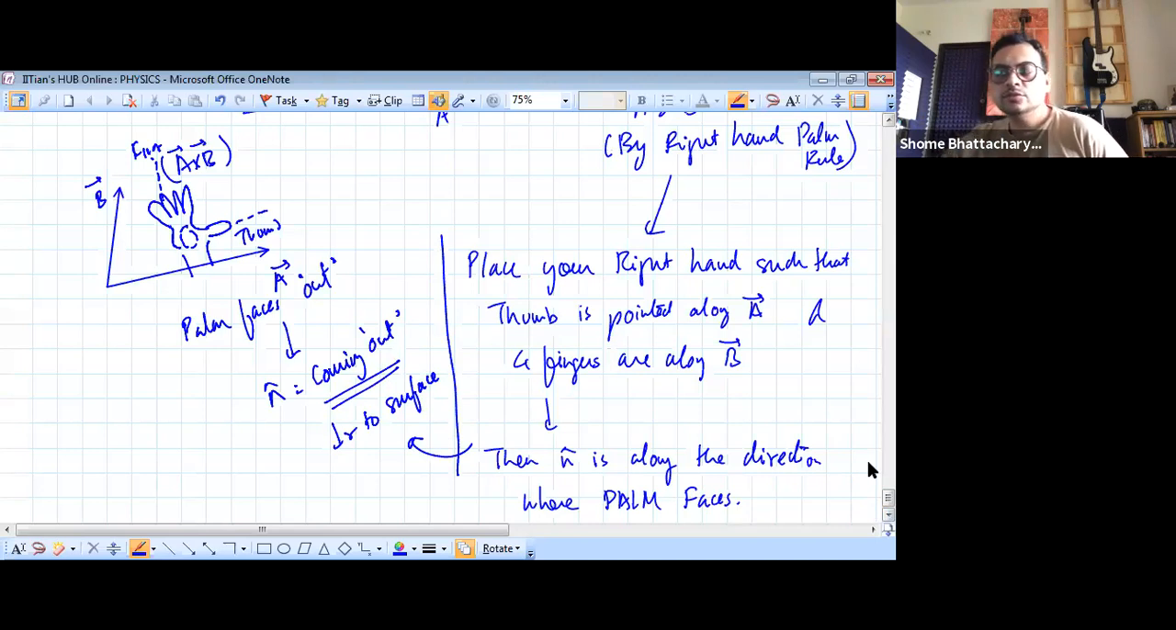Is it clear to all of you how we got the direction of n cap as coming out and not going in? No, coming out means positive because coming out means anti-clockwise. Anti-clockwise is taken as positive.